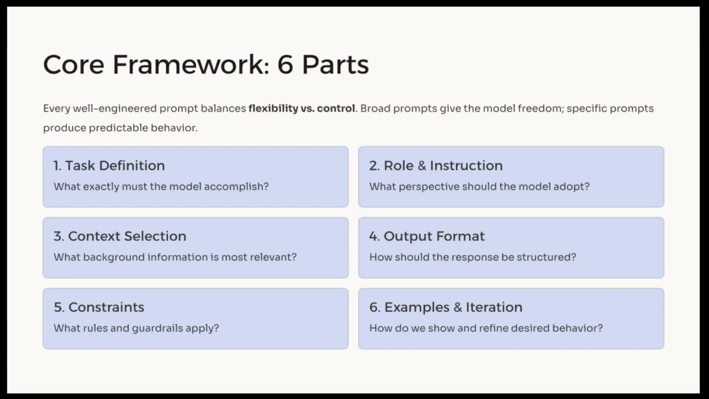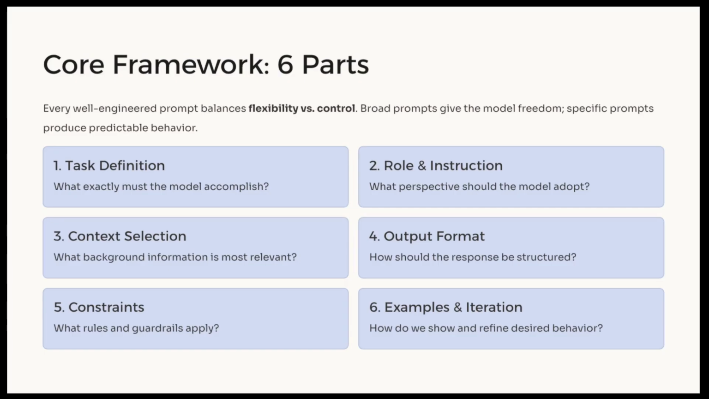When I think about prompt engineering, I usually break it down into 6 parts. First, task definition. Second, role and instruction design. Third, context selection. Fourth, output format. Fifth, constraints and guardrails. And finally, examples, testing, and iteration.